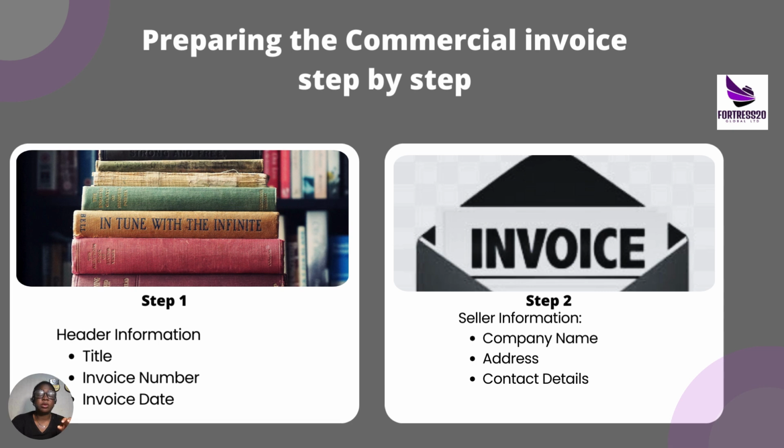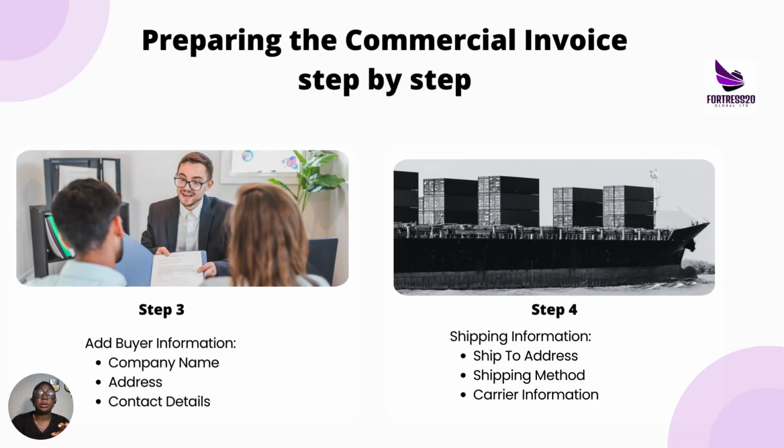Step 2 typically covers the seller information: the company name, its full legal name, the company address, the complete physical address, and the contact details, the phone number of whoever is representing the company, and their email address. We're still going step by step in the preparation of a commercial invoice. Step 3 is to add the buyer information, which will typically cover the company name, the address, and the contact details. Step 4, include the shipping information.